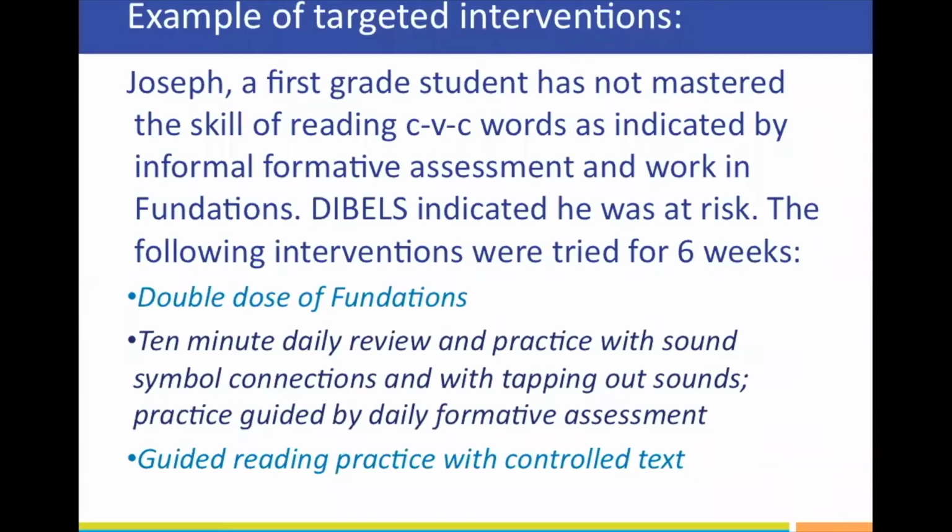The following interventions were tried for 6 weeks. A double dose of foundations, 10-minute daily review and practice with sound symbol connection and with tapping out sounds, practice guided by daily formative assessment, and guided reading practice with controlled text. The key is that these interventions are targeted and systematic and monitored. At the end of the 6-week period, the team would come back and revisit the data, deciding whether the interventions were effective, whether they need to be stopped, continued, or perhaps new interventions need to be implemented.